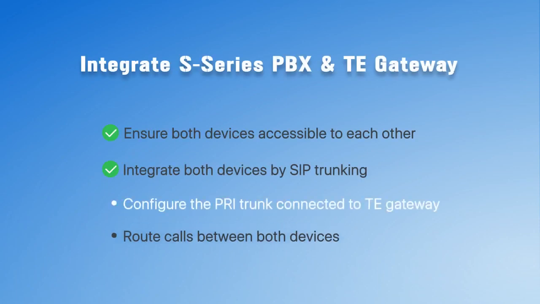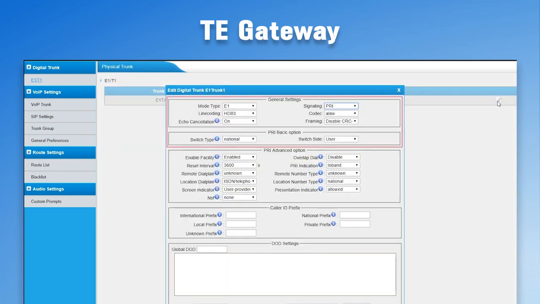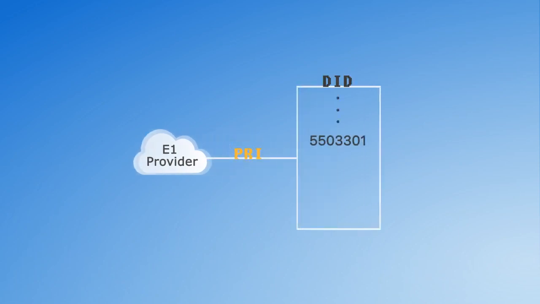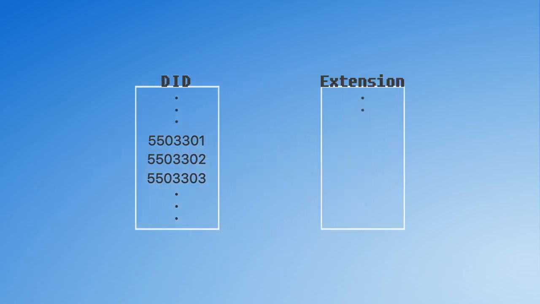Before we route calls between them, we're supposed to configure the PRI trunk connected to TE100 to make it work. Find the trunk and edit all general parameters according to the trunk provider's requirement, so it can obtain normal service from the service provider. As we know, an E1 line can provide up to 30 DID numbers when using the E1 trunk with our telephone system. Each DID number can be bound with an internal extension directly, so the external caller can dial the DID number directly to reach the specific extension.